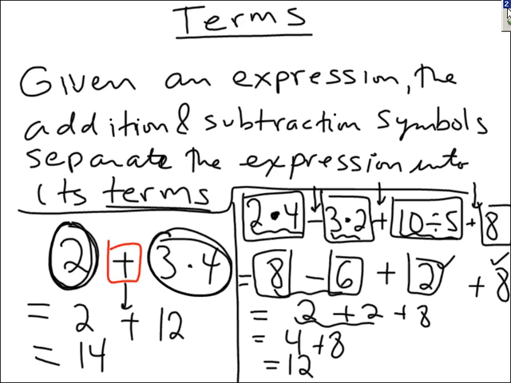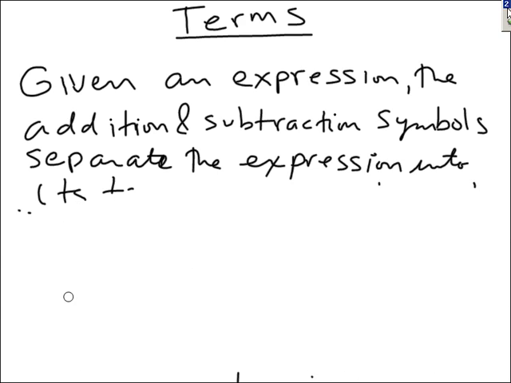The addition and subtraction symbols are like the Bible for doing these problems. You have to identify what they are. Circle them, put a box around them, underline them. But know what the terms are. If you know what the terms are, you have a much, much better chance of evaluating an expression correctly. If you don't know what you're adding and subtracting, you're in big trouble.